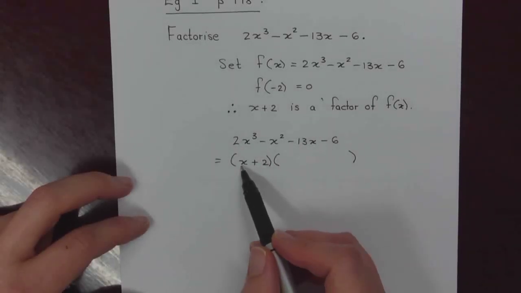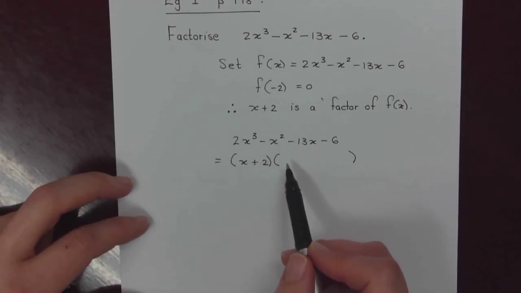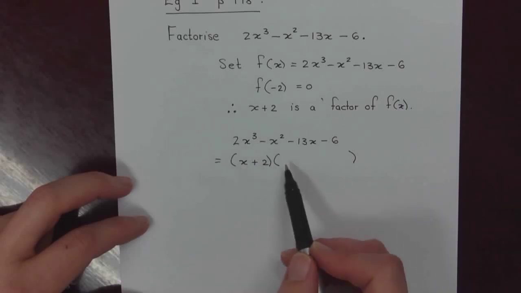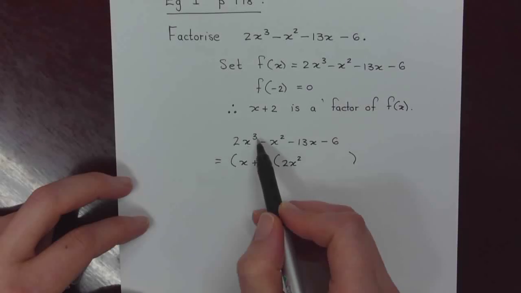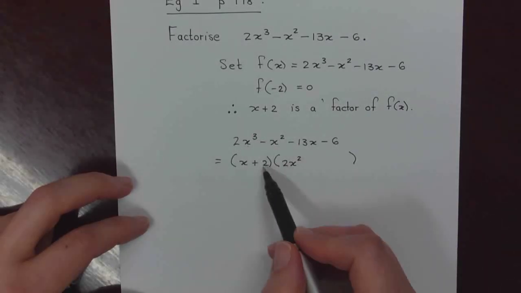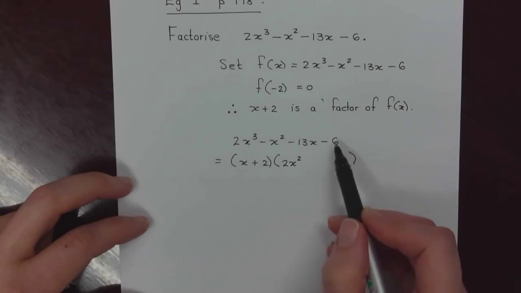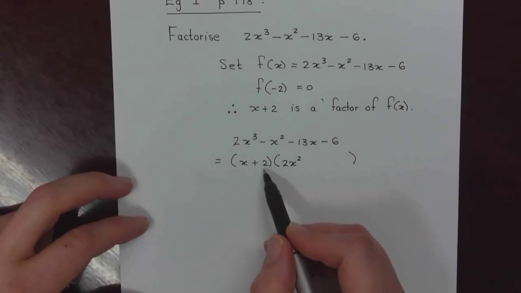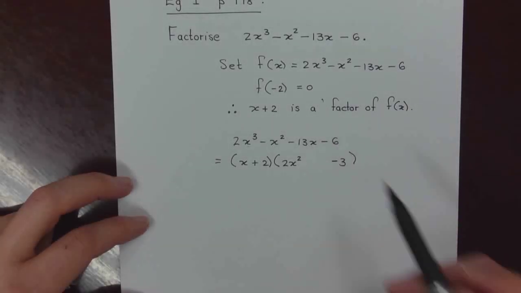Now, just like we did when we factorized trinomials, I say the first term here times the first term there has got to be the first term over here. So x times 2x squared is going to give me this 2x cubed. And the last term here multiplied by the last term over there is going to give me that last term, the -6. So 2 times -3 is equal to -6.